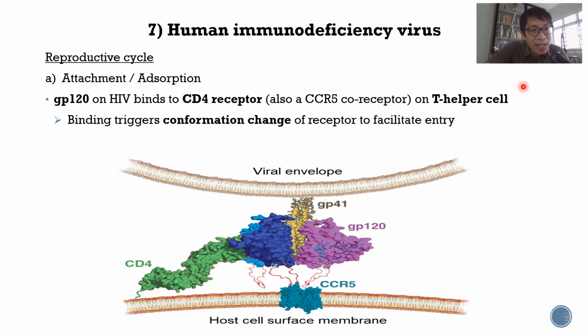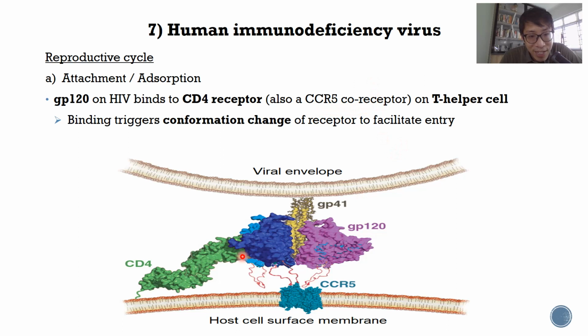Next, the reproductive cycle. First step is attachment. GP120 is the glycoprotein that is responsible for binding to the specific receptor on the host cell. The specific receptor is known as a CD4 receptor. The host cell obviously is T helper cells, as we have mentioned before. There's also a secondary co-receptor called CCR5 co-receptor.